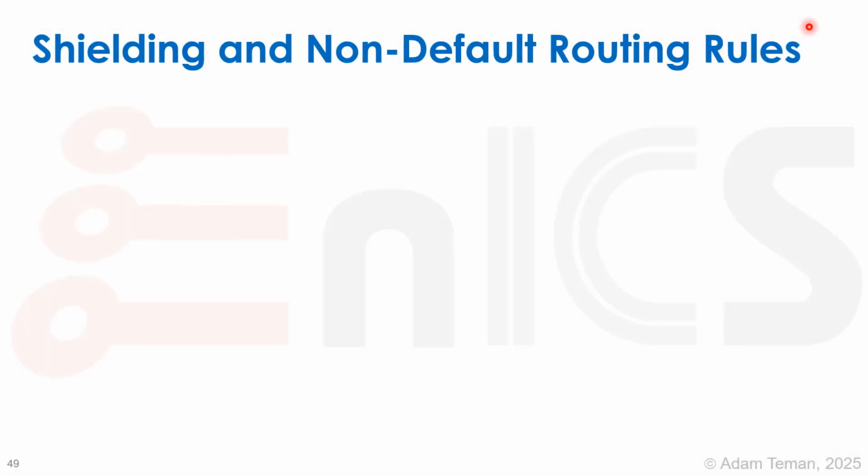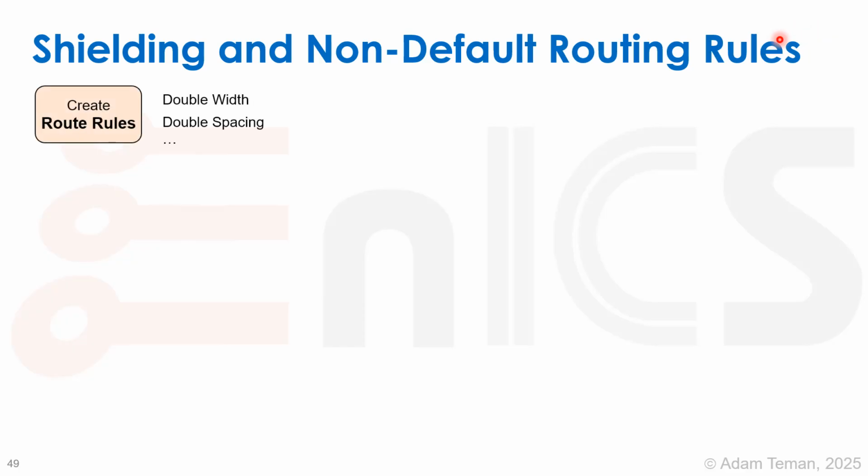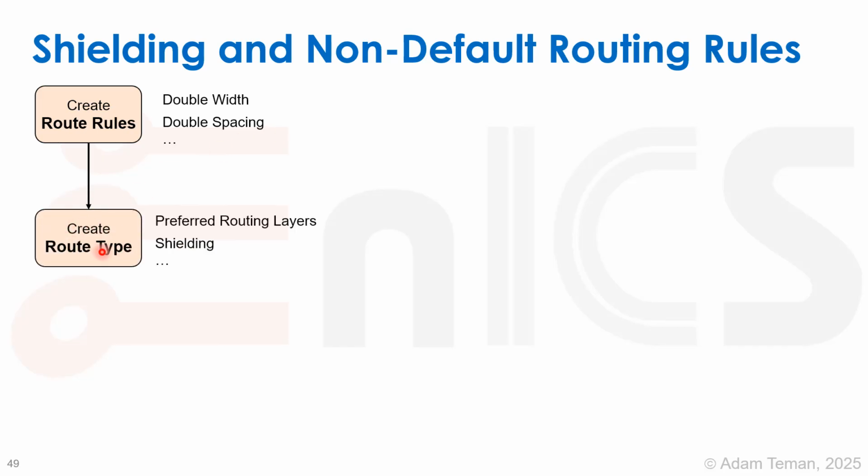So how about shielding and non-default routing rules, or NDRs? Well, I'm going to show you kind of the flow inside Innovus. So we have what we call creating route rules, and route rules are things like double width and double spacing. Those are rules that the router is going to use to route a certain net. Then we're going to create a route type. So a route type doesn't only have the route rules, but we combine the route rules with other things like preferred routing layers for that routing type if we want to apply shielding and so forth. So a route type uses route rules, but it also has additional information like preferred routing layers and shielding.